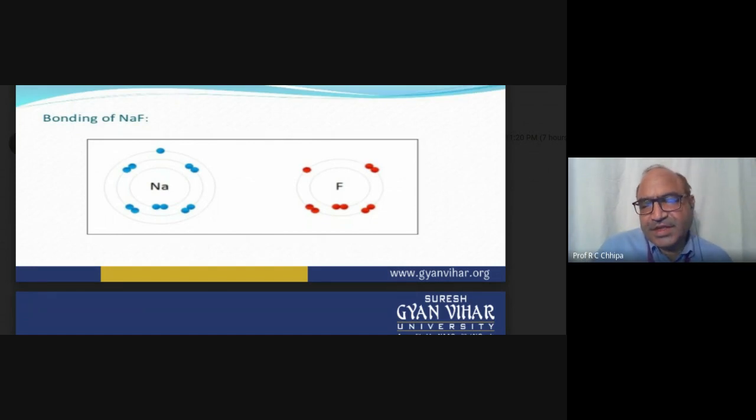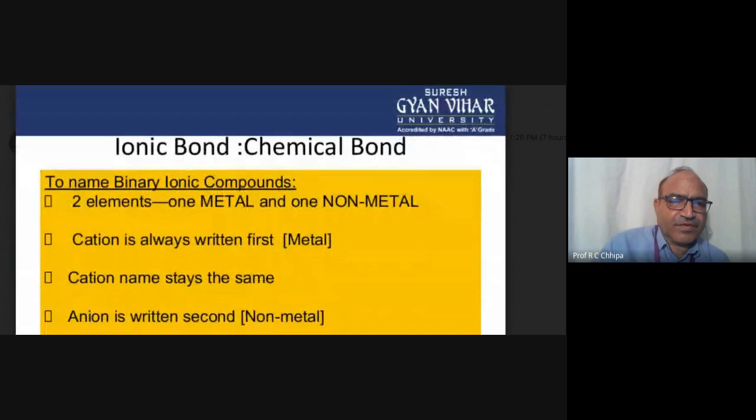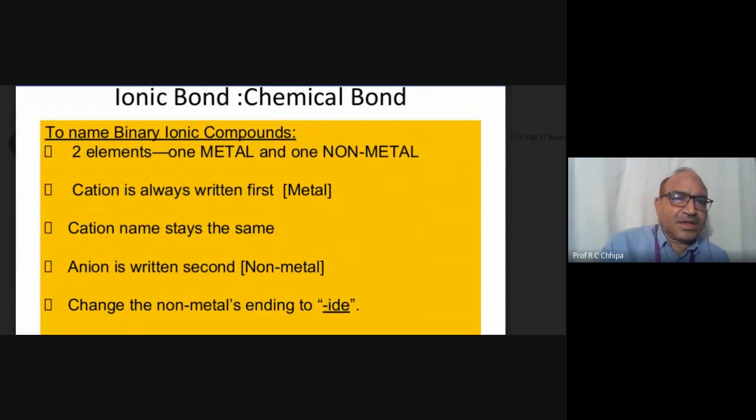So of those 10, the first shell has 2 electrons, and the second shell has 8. Similarly, in sodium also, the first shell has 2 electrons, and the outer shell has 8, so here also the octet is complete. Then the positive charge and negative charge combine with each other, forming what we call binary ionic compounds, and now we name them.